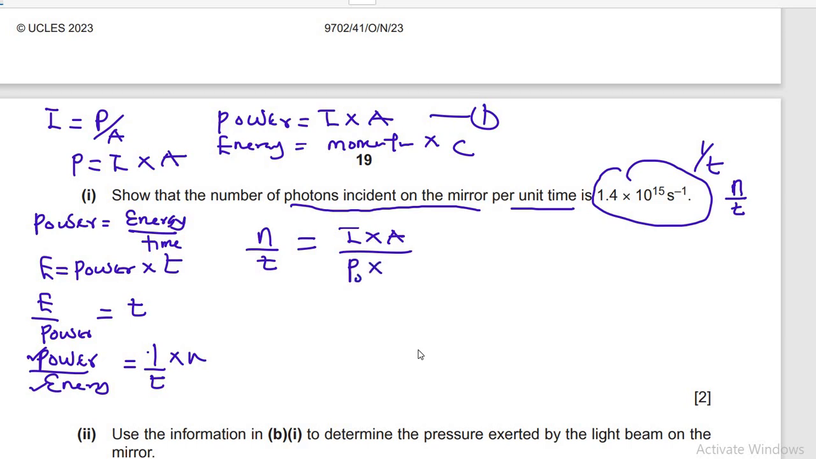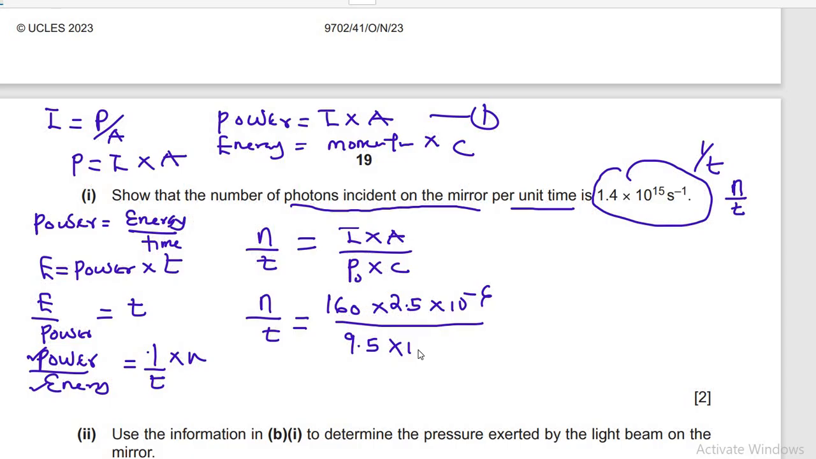Energy is momentum multiplied by speed of light. So number of photons per unit time: intensity is 160, check the question. Area is 2.5 times 10 to the power of negative 6. Momentum we are given as 9.5 times 10 to the power of negative 28. Speed of light 3 times 10 to the power 8. So the number per unit time.